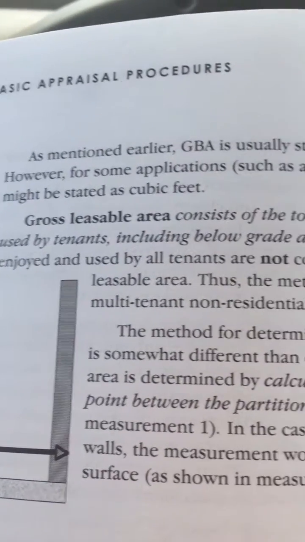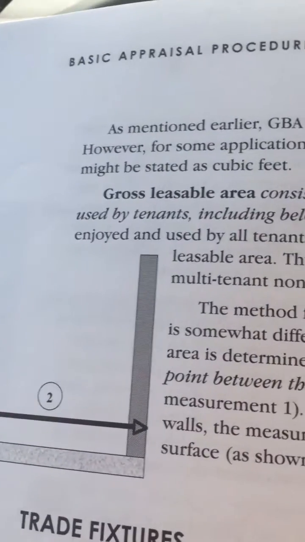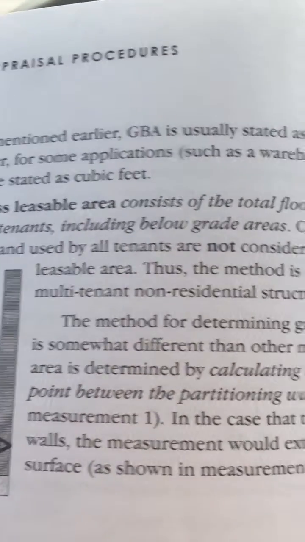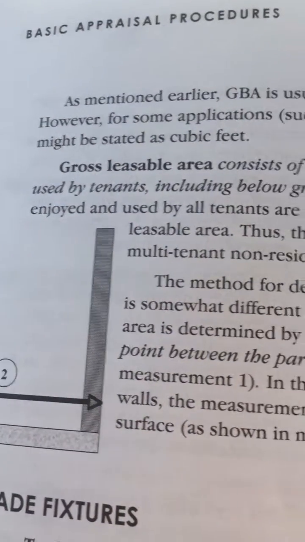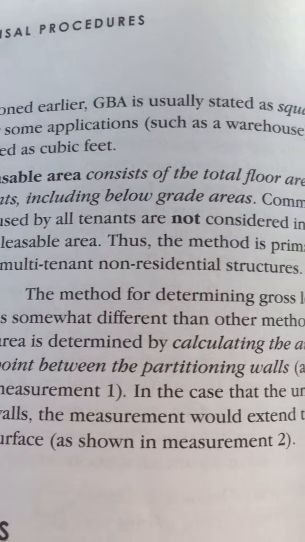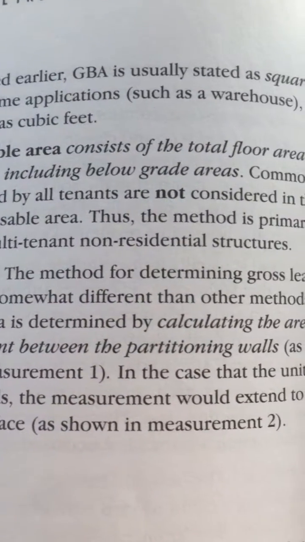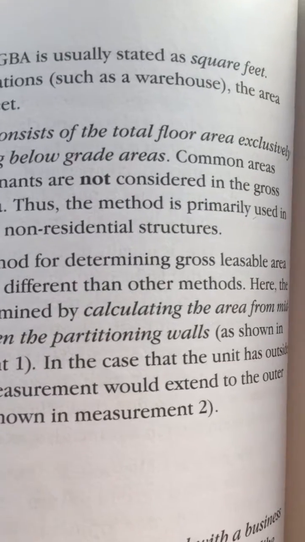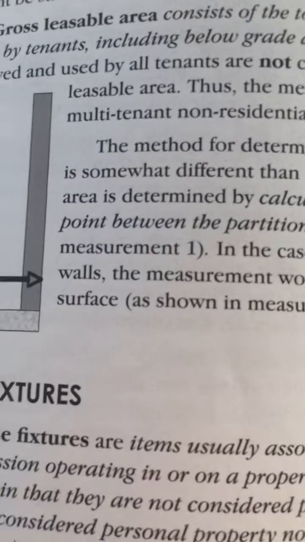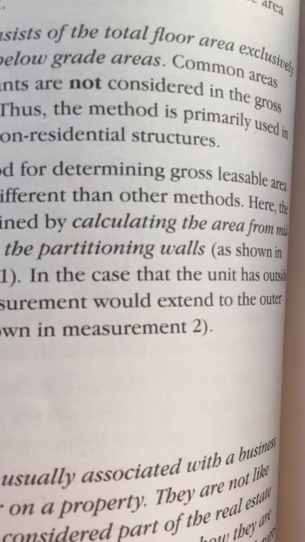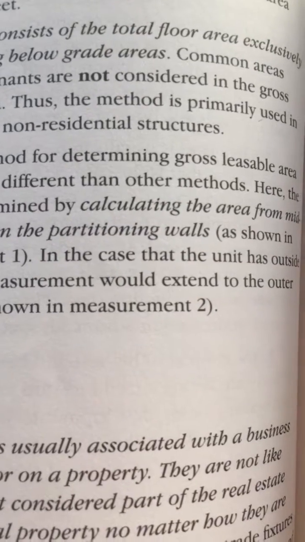Gross leasable area consists of the total floor area exclusively used by tenants, including below grade areas. Common areas enjoyed and used by all tenants are not considered in the gross leasable area. Thus, the method is primarily used in multi-tenant non-residential structures. The method for determining gross leasable area is somewhat different than other methods.